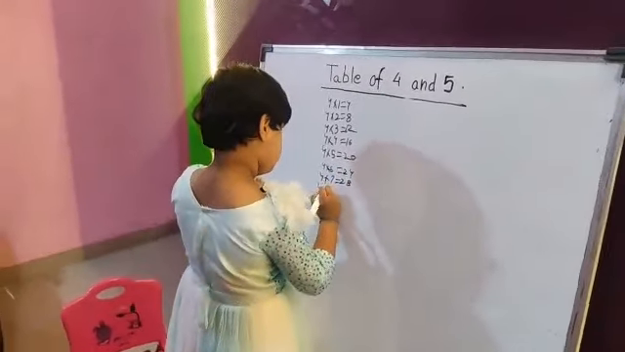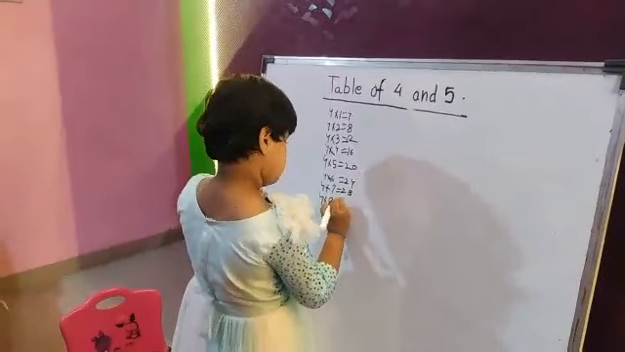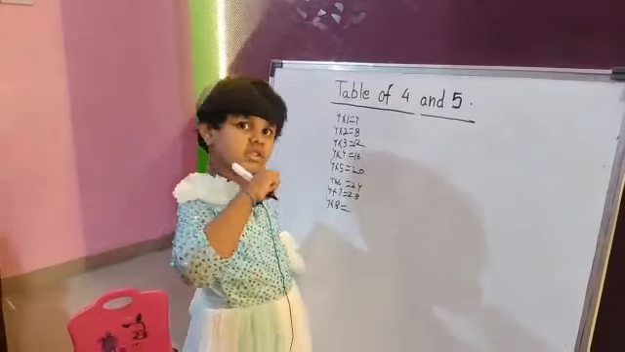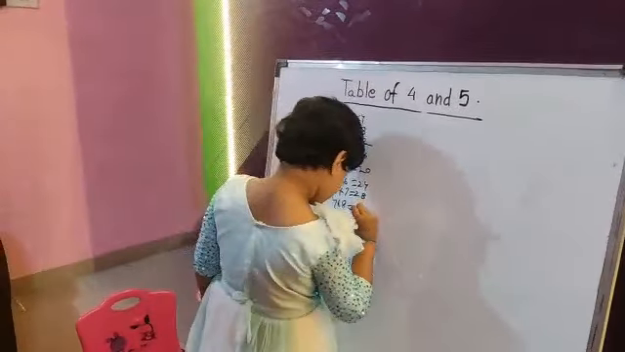4 1 is 4, 4 2 is 8, 4 3 is 12, 4 4 is 16, 4 5 is 20, 4 6 is 24, 4 7 is 28. 4 multiply 8 equal 32.